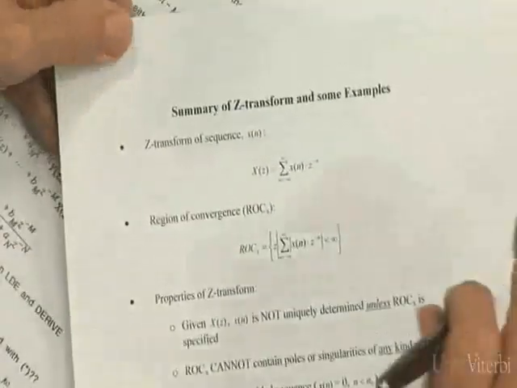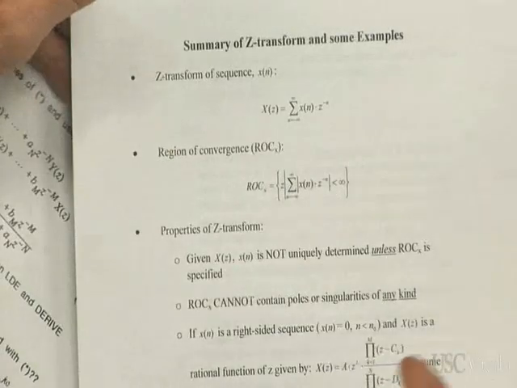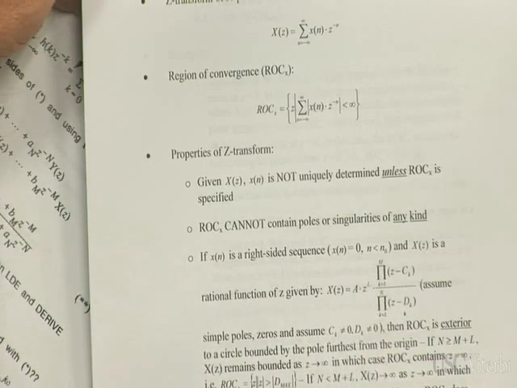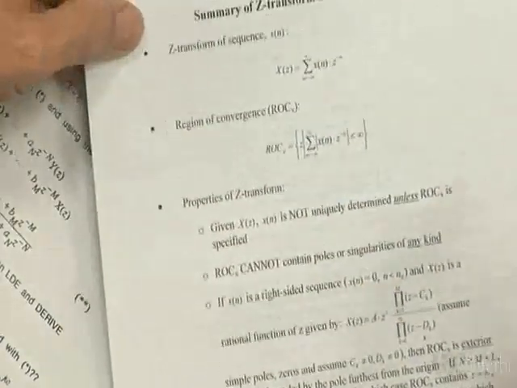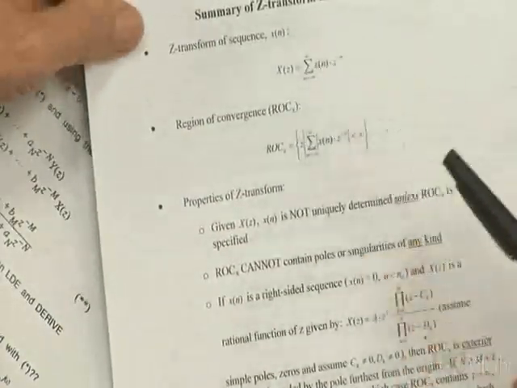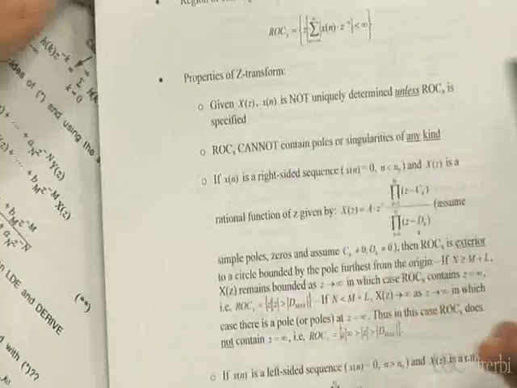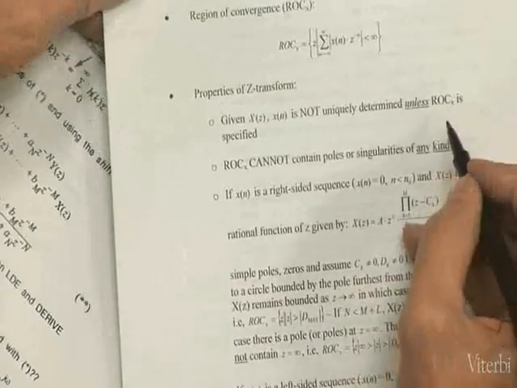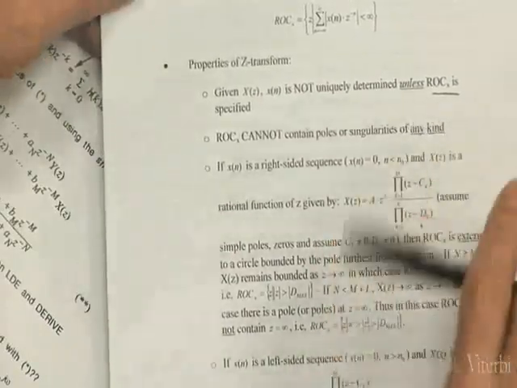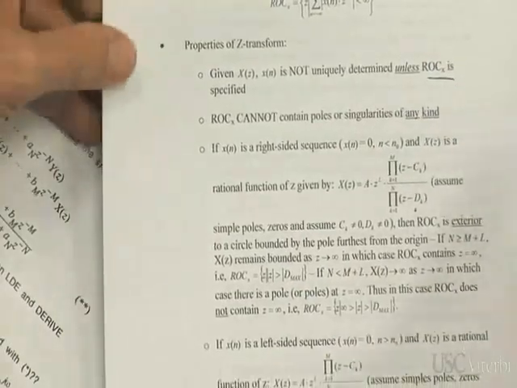Okay, thanks. So I included in these Z transform notes some more examples. Most of these we've covered, except there is an interesting one I want you to look at, to summarize the Z transform and its properties. So I encourage you to go through these notes, a nice summary. Z transform, region of convergence, we've covered all this. Properties, as an example: given x of z, x of n, the inverse is not uniquely specified unless the region of convergence is specified. The region of convergence cannot contain poles or zeros or singularities of any kind, etc.